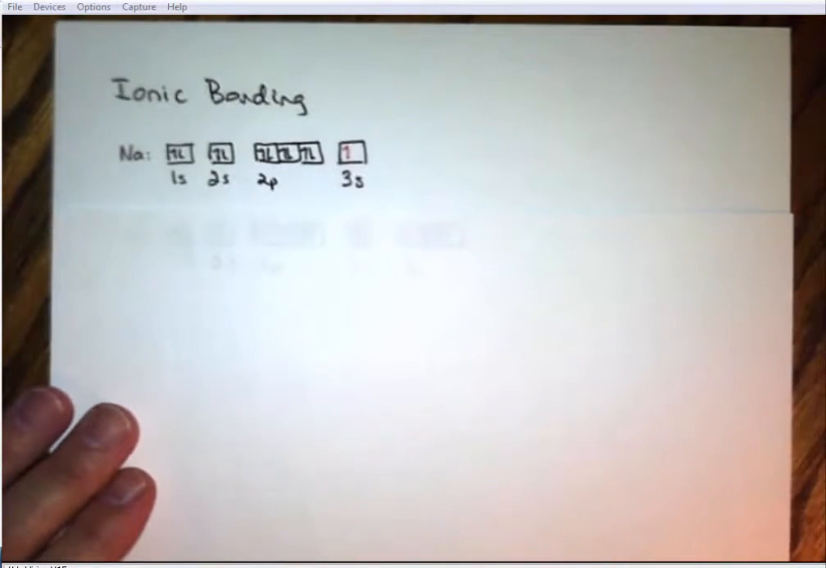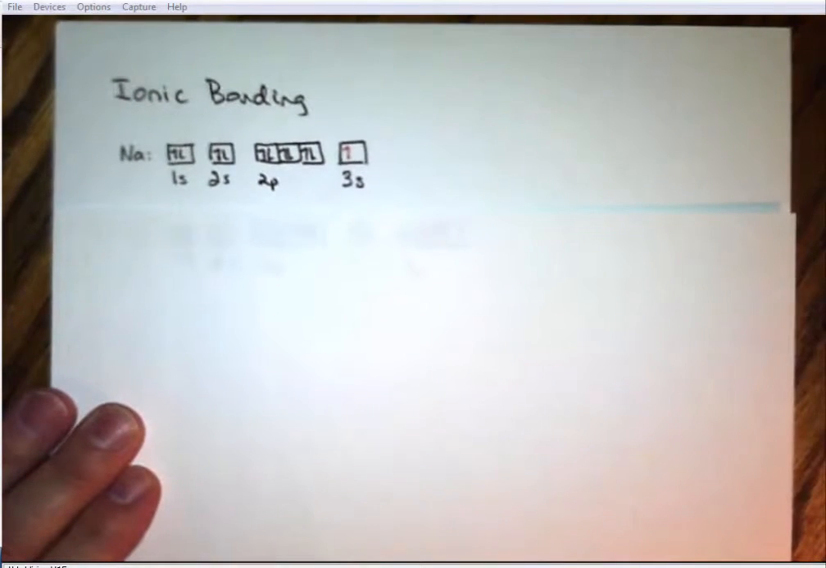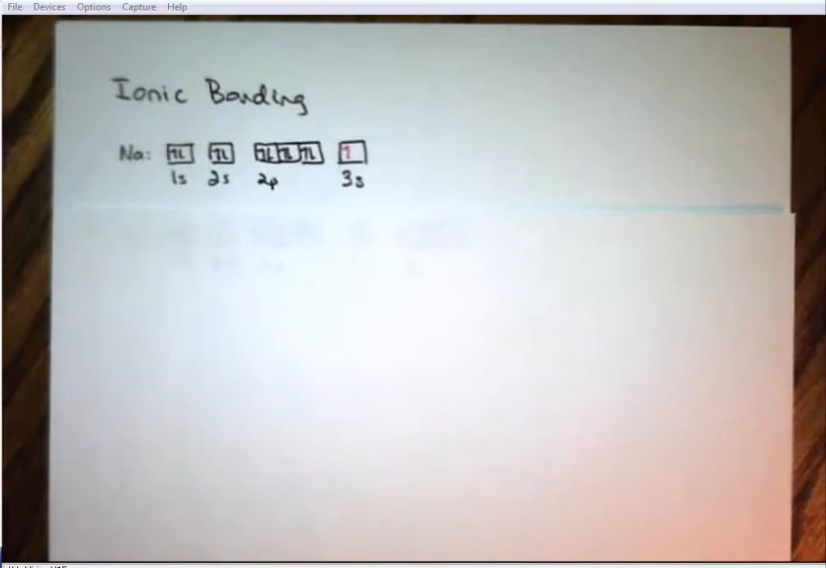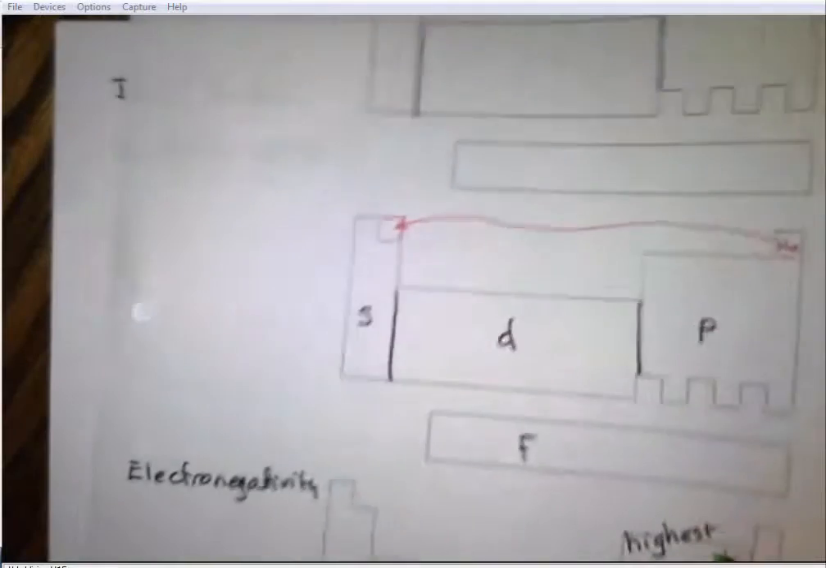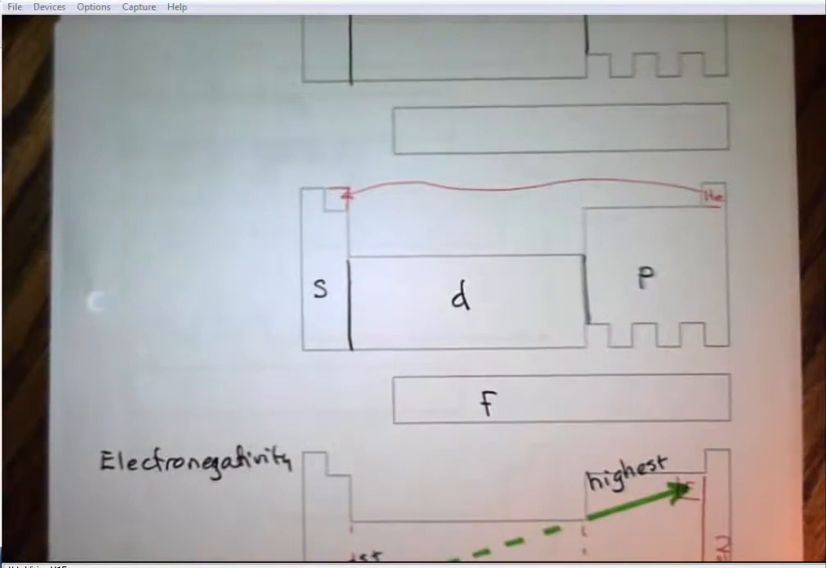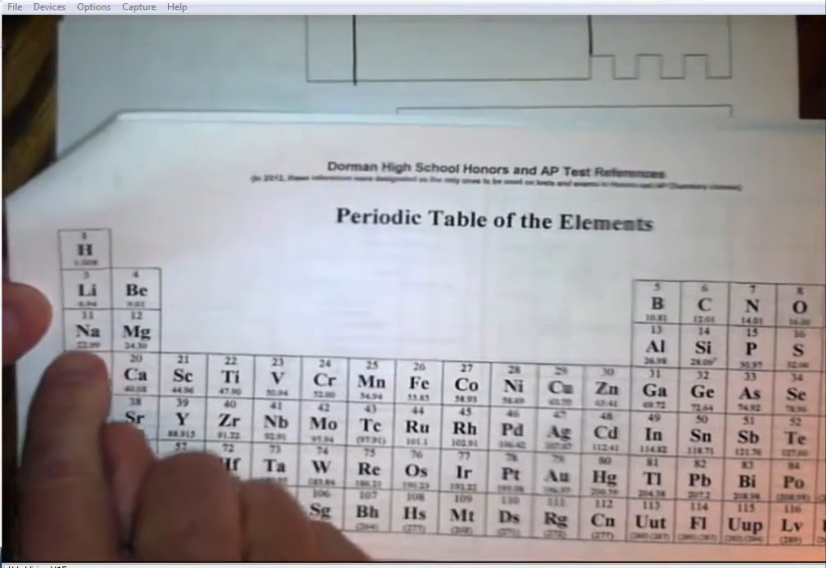Okay, so this is the orbital notation that I have for sodium. I purposefully drew that last electron in red. I'll show you why in a minute. To remember how we did that, let's go back to our SPD and F sublevel region periodic table outline. If we look at the periodic table, sodium is located right here.